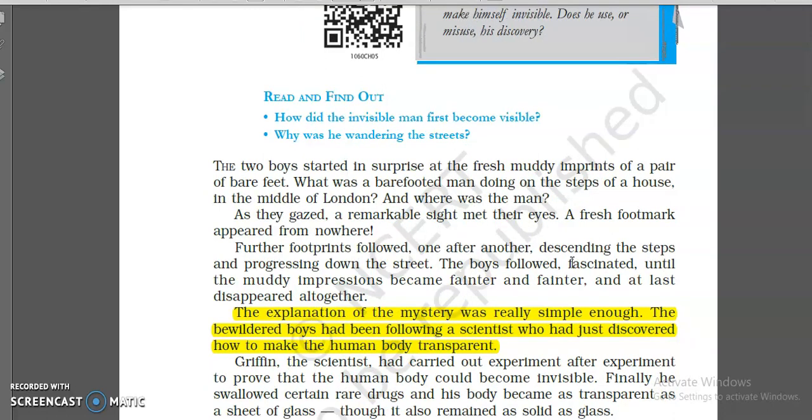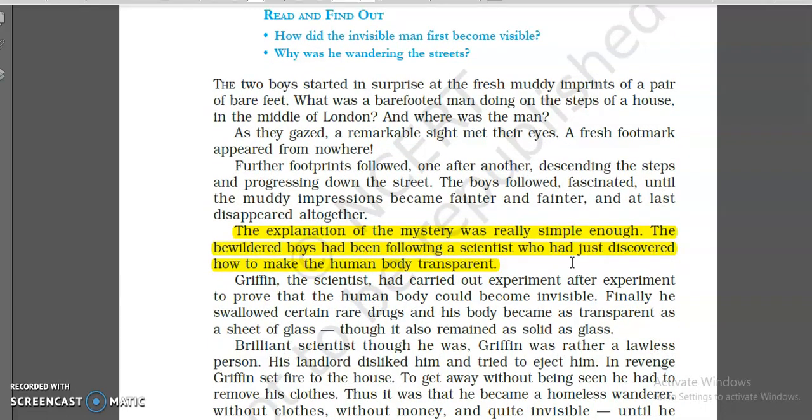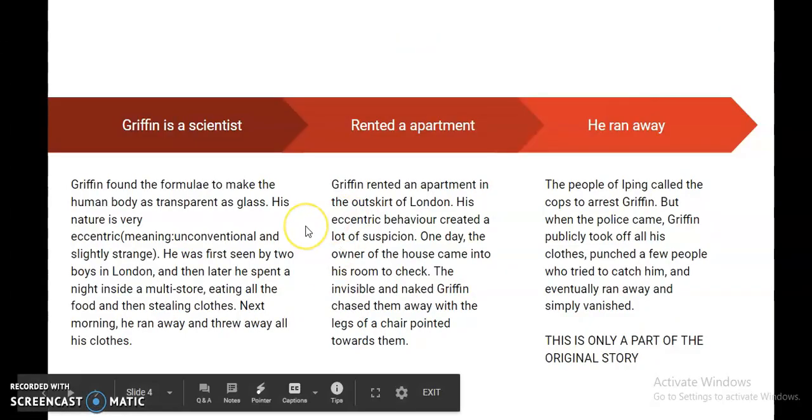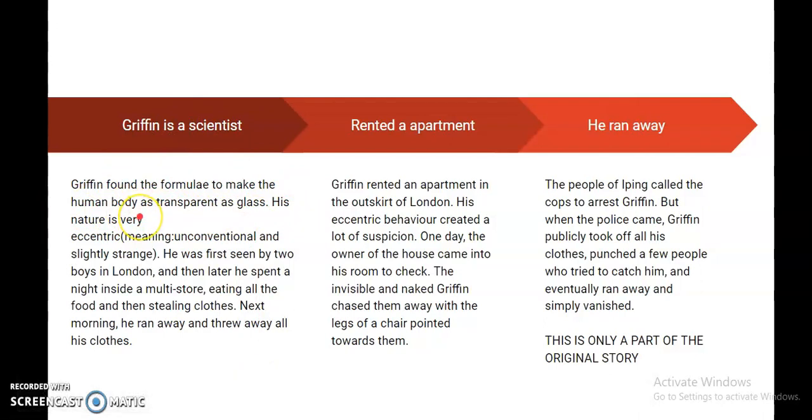Moving on, if you can see the highlighted part, it says the explanation of the mystery was really simple enough. The bewildered boys had been following a scientist who had just discovered how to make the human body transparent. Yes, this is the scientist. His name is Griffin. Griffin is a scientist. Griffin found the formula to make the human body as transparent as gas. That's one thing that I did.